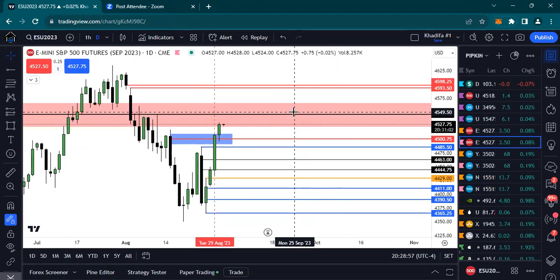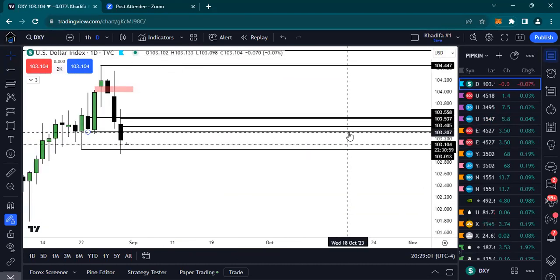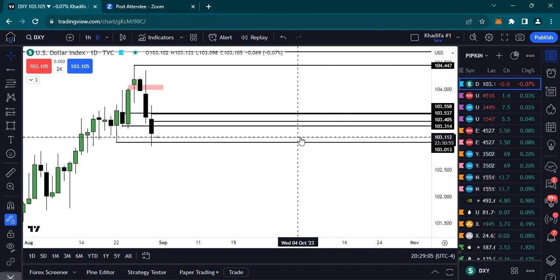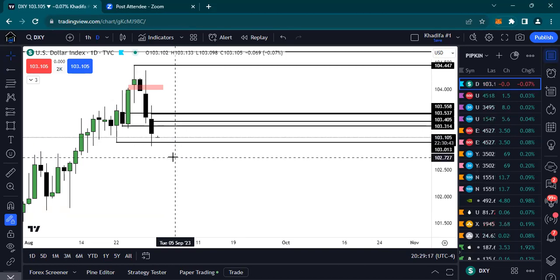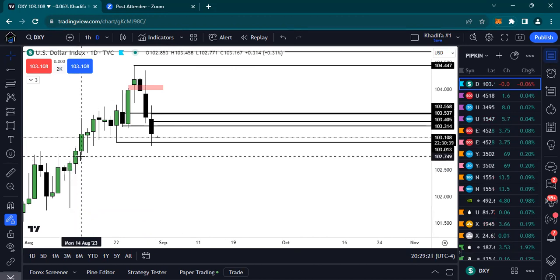Let me go back to the dollar right quick. Gun to head analysis, right? If I just had to say what my bias is, as the mentors say, gun to head bias, I am expecting the dollar to run lower into this daily fair value gap. So that's my gun to head bias.